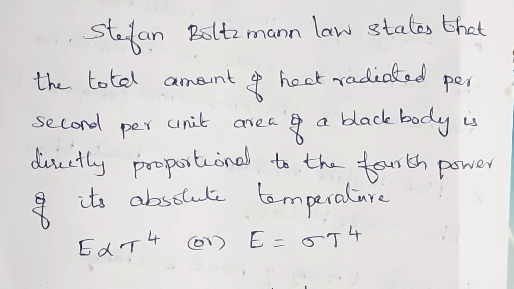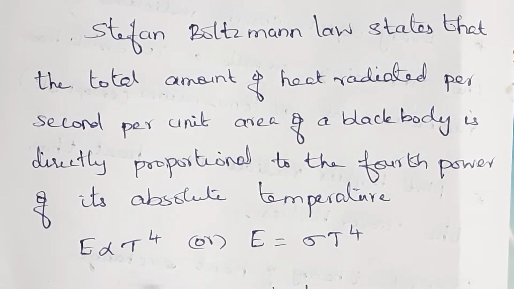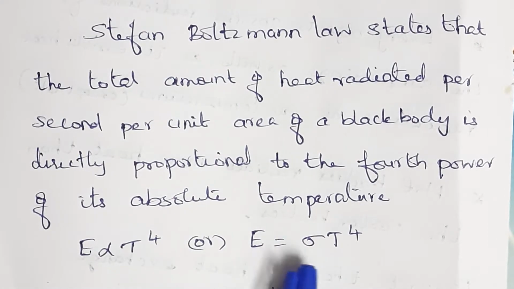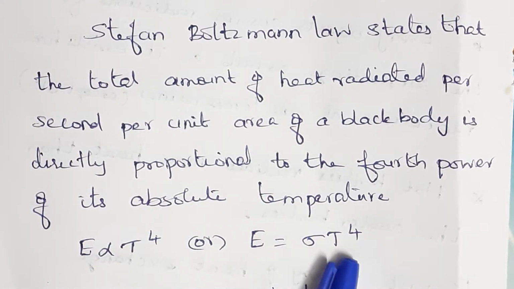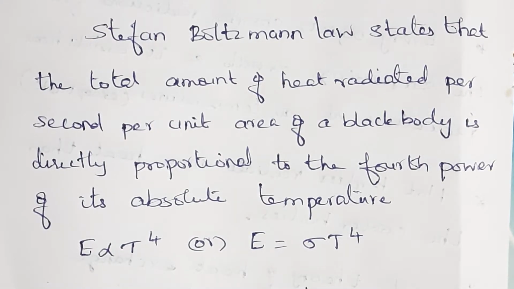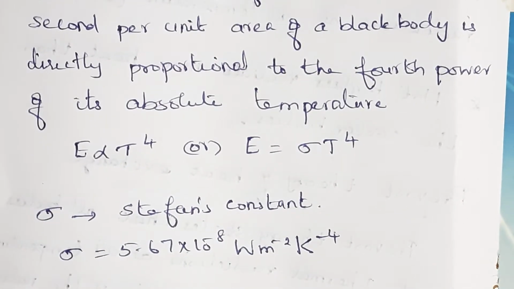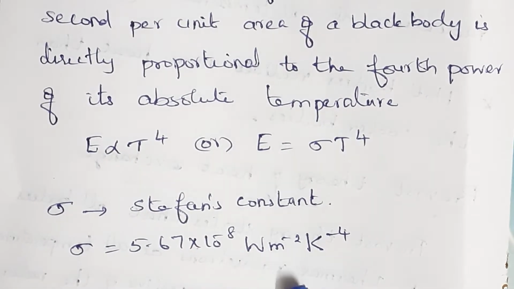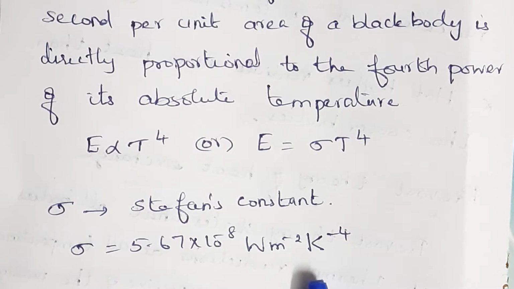This can be mathematically written as E proportional to T power 4. Here E is the heat radiated, and T is the temperature, the fourth power of the absolute temperature. So E proportional to T power 4, or else we can write E is equal to sigma T power 4, where sigma is known as Stefan's constant, the value of which is found to be 5.67 times 10 power minus 8 watt meter raised to minus 2 K raised to minus 4.